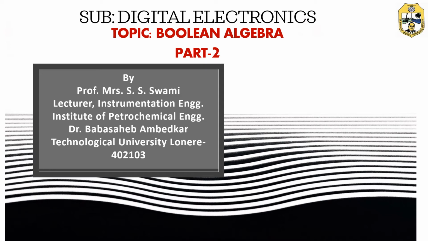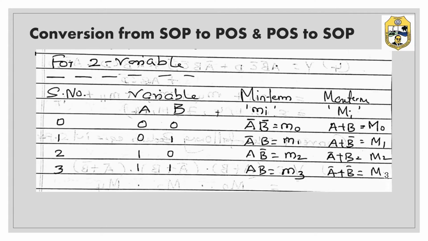Hello, today we are going to see Boolean algebra part 2. In part 1, we have already seen the various laws of Boolean algebra, some rules of Boolean algebra, De Morgan's theorems, and some of the examples. Conversion from SOP to POS and POS to SOP.